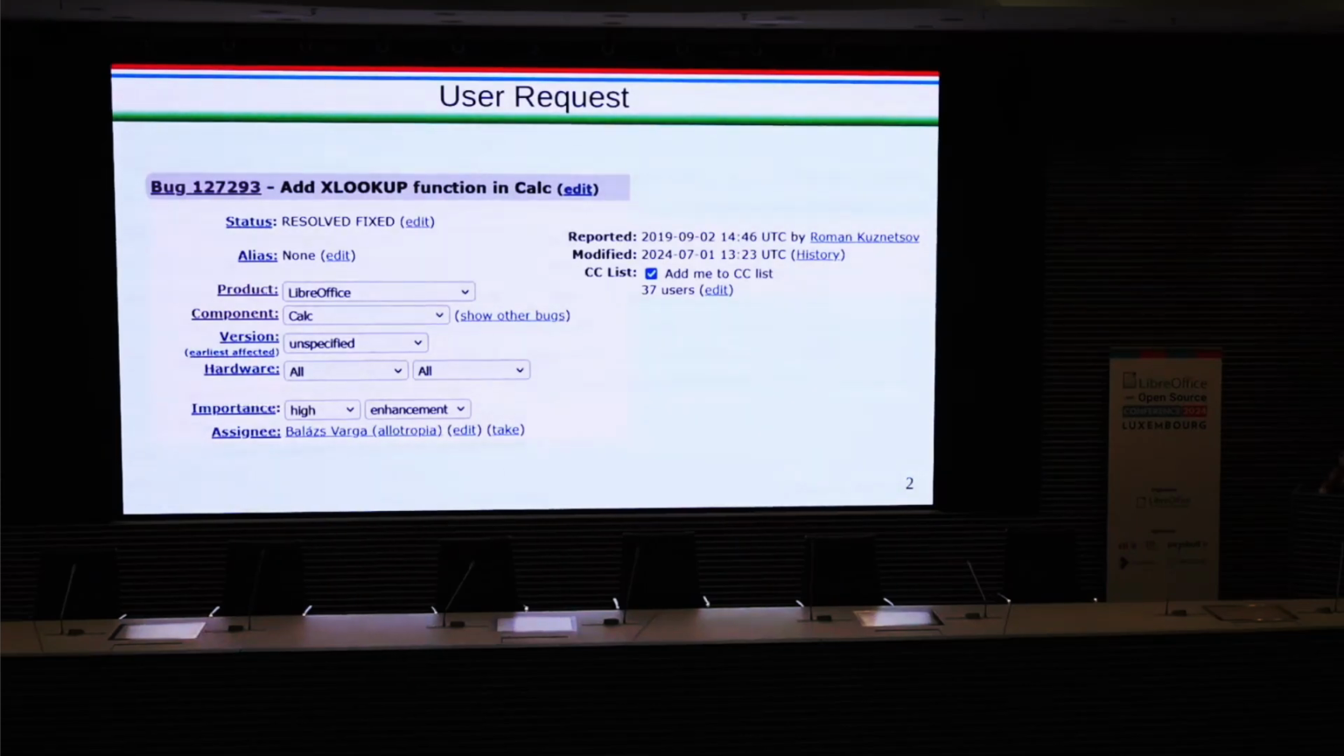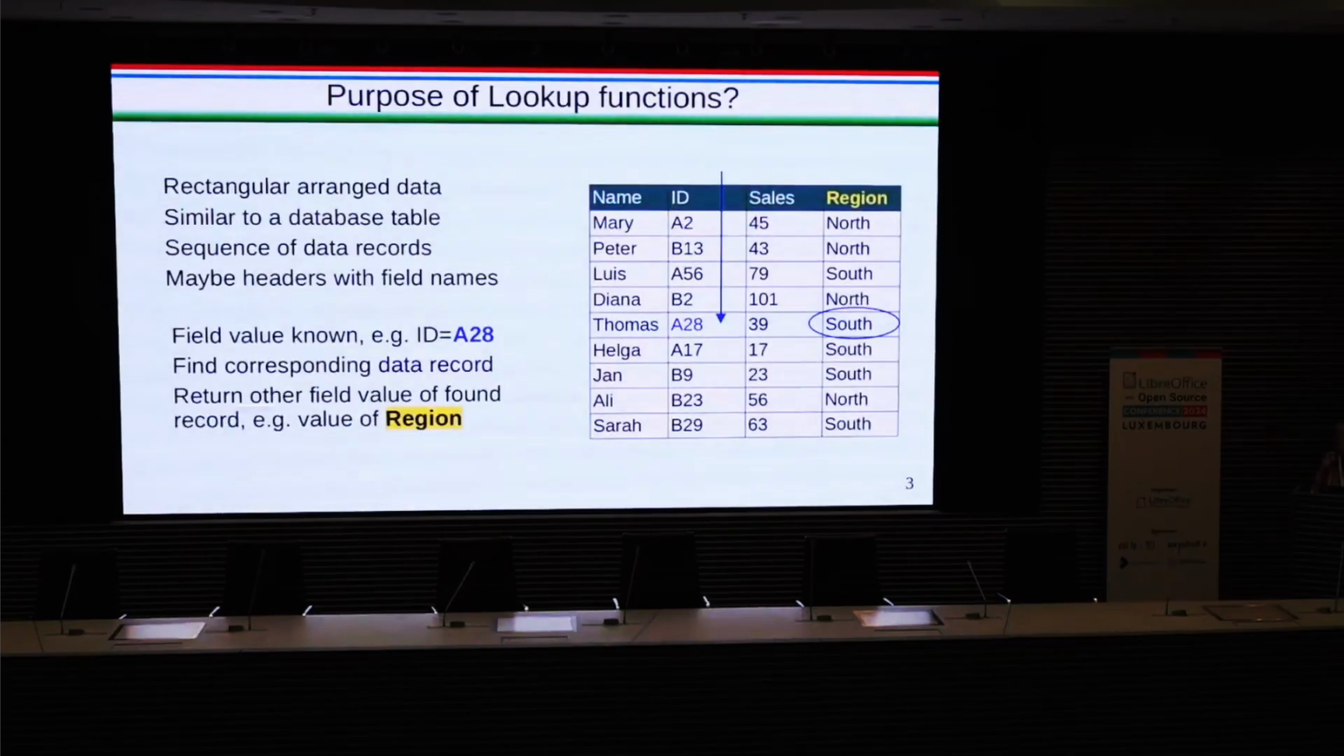For those of you who are not familiar with lookup functions, I will briefly describe the purpose of a lookup function. A lookup function is used in connection with tabular data. Such data could have been originally created in the spreadsheet, but can also have its origin in an external database. Accordingly, I also use the terms data record and field here. With lookup functions, the situation is that the value of one field is known, and you now want to determine the value of another field in the same record. In the example, the value ID A28 is known, and you want to get the value of the field region.